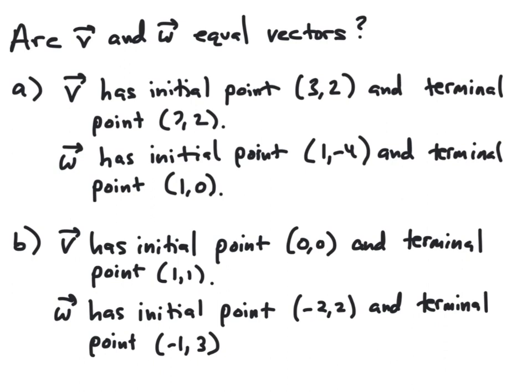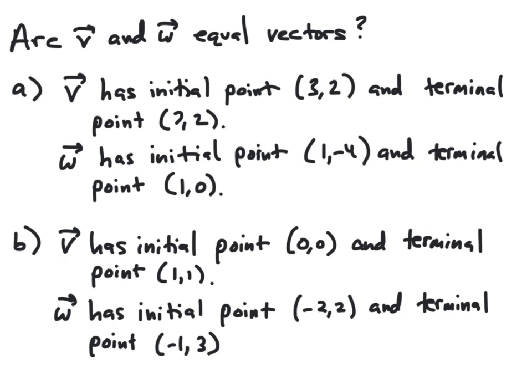In this example, we want to determine whether the given vectors v and w are equal vectors or not. In each case, we're given two vectors v and w by their initial and terminal points, and we're going to determine whether they're equal by plotting these vectors in the plane and looking to see if they have the same direction and the same length.